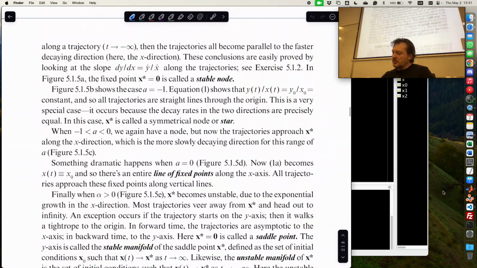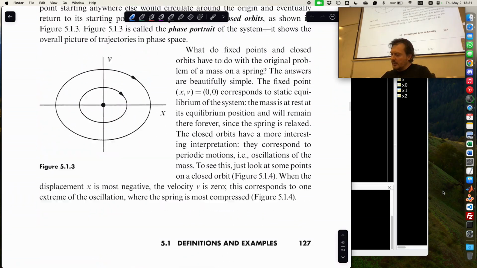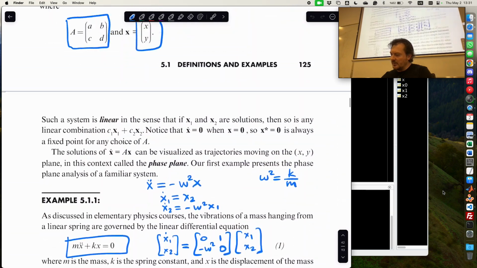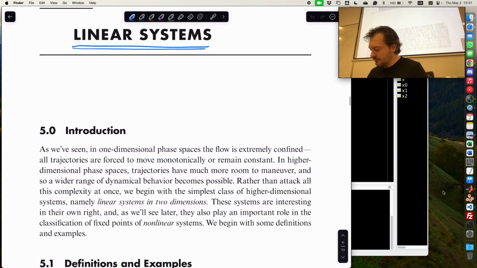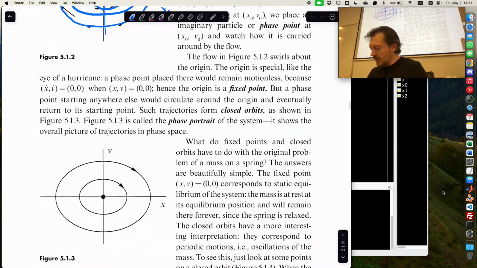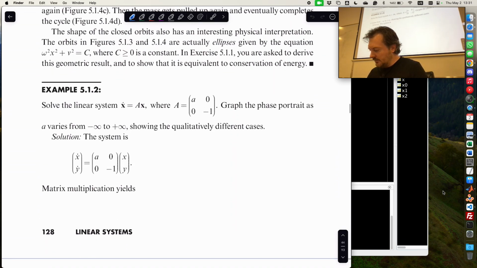So where were we? We just started with 2D flows, right? 2D linear flows. And hopefully we will go all the way to the end of the 2D nonlinear flows today and see the most interesting thing that can happen in 2D when you go nonlinear. Okay.